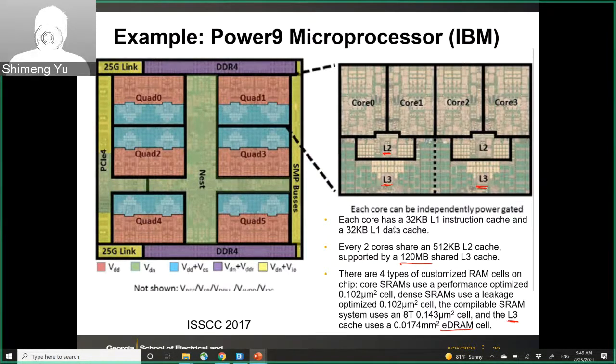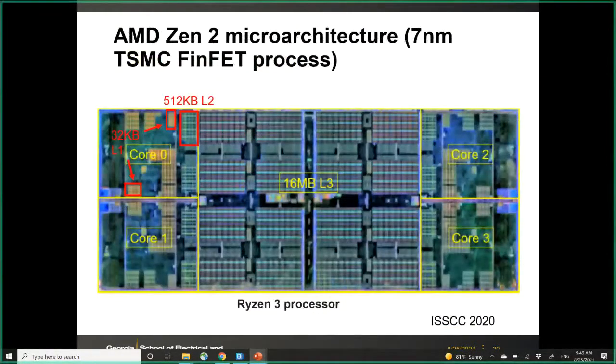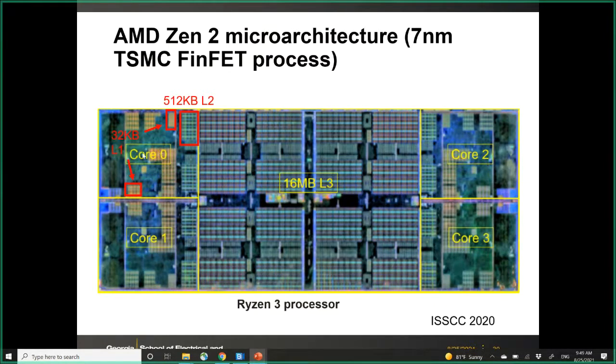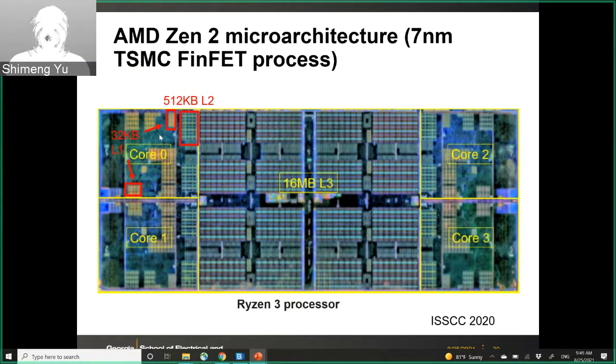So this is the example from IBM. And the eDRAM, we will talk about that in more detail later. So let's take a look at another example. This is the AMD Zen 2 microarchitecture. So this is one of the most advanced processors today, and it was manufactured by TSMC in a 7nm FinFET process. Here, this was published in ISSCC 2020, and in this processor, it has 4 cores, and each core has its own private L1 cache and L2 cache.